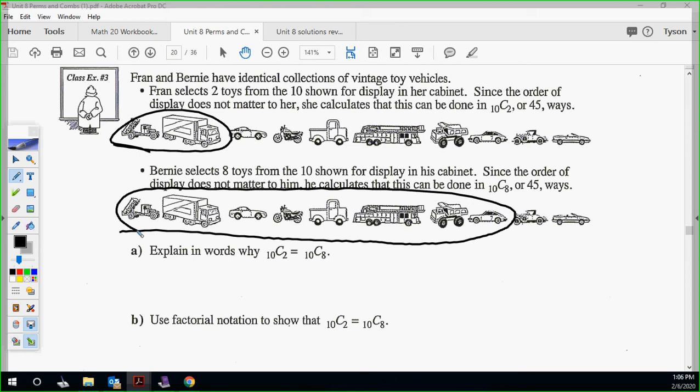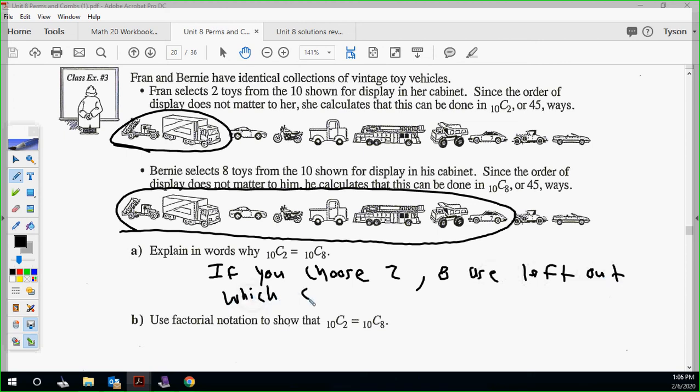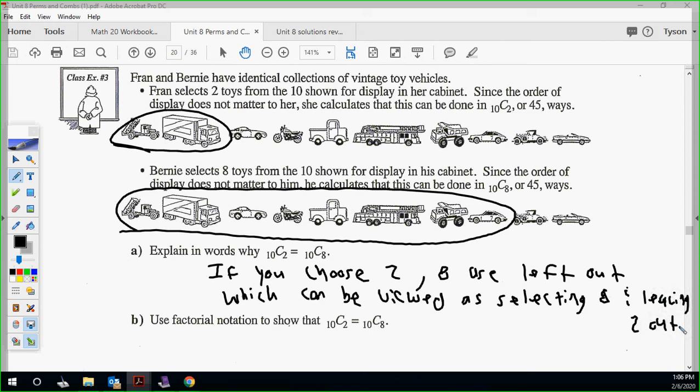Okay, so then, anyways, it's because if you choose 2, 8 are left out, which can be viewed as selecting 8 and leaving 2 out. It's a very similar setup.